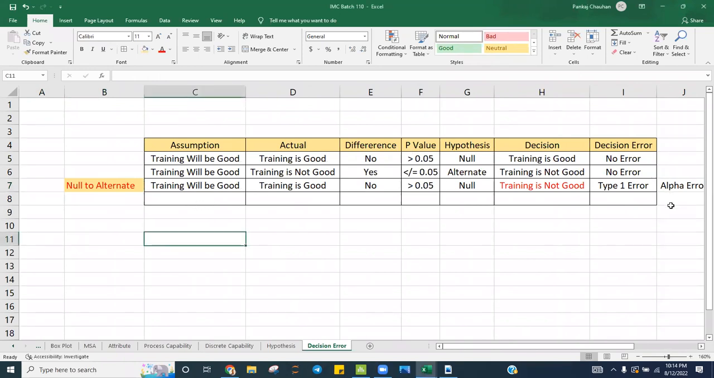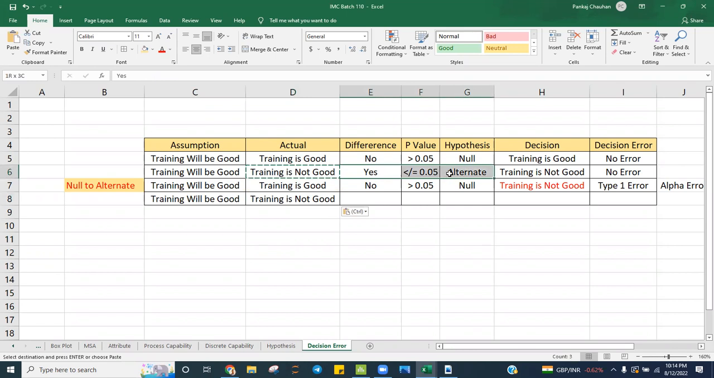Now the second case. Assumption training will be good, and actually training is not good. So then there is a difference and this is an alternate hypothesis. Maybe any of your friends, or maybe I'm asking for feedback, guys: how's the training? When actually training is not good or you are not meeting your expectation, but you are telling me you met your expectation. You are giving me the feedback that training is good.